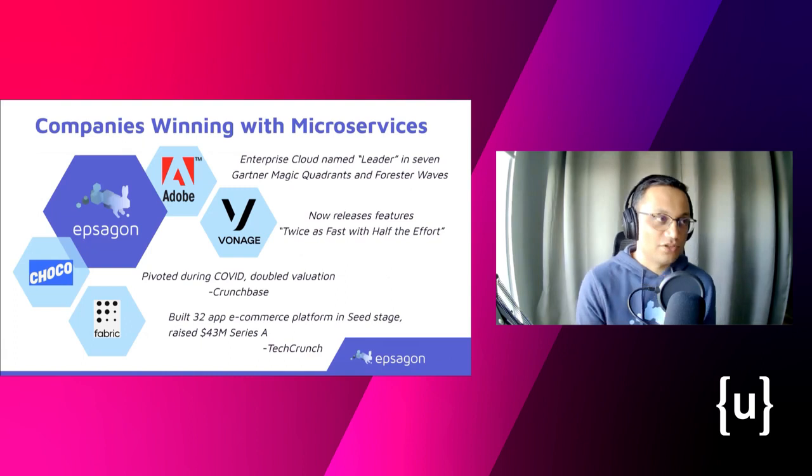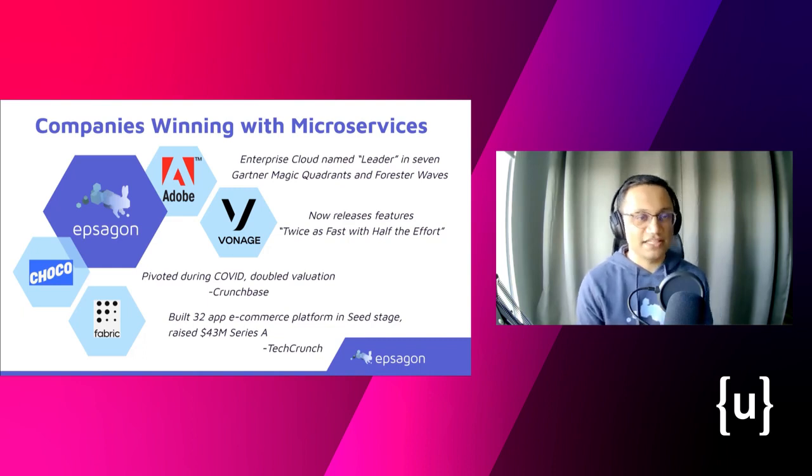We at Epsagon have also seen a lot of different companies benefiting from this microservices transformation. And these benefits are not restricted to a particular industry type. It's across industries as well as across company sizes. Huge companies such as Adobe and Vonage have used microservices to go to market faster or develop features faster. Even smaller startups such as Choco and Fabric have used microservices for the same reason.